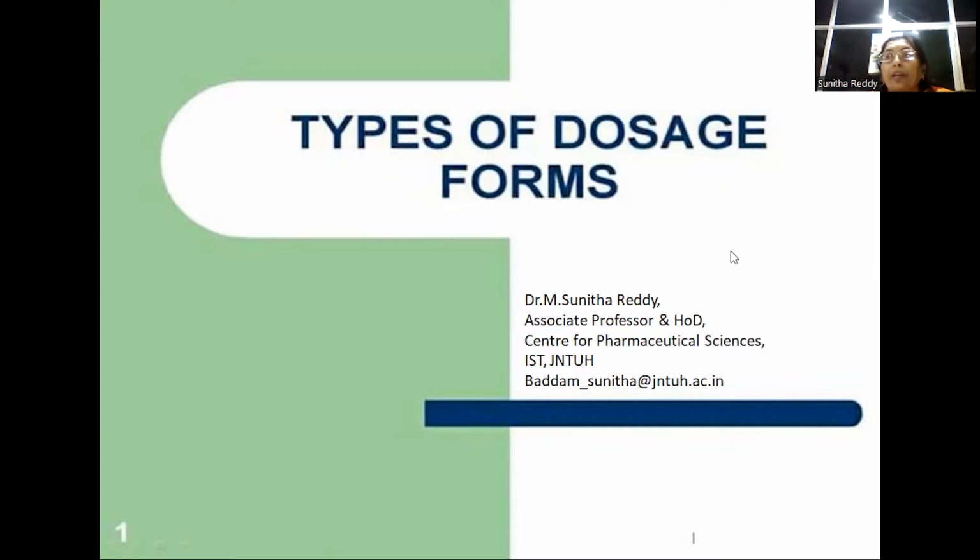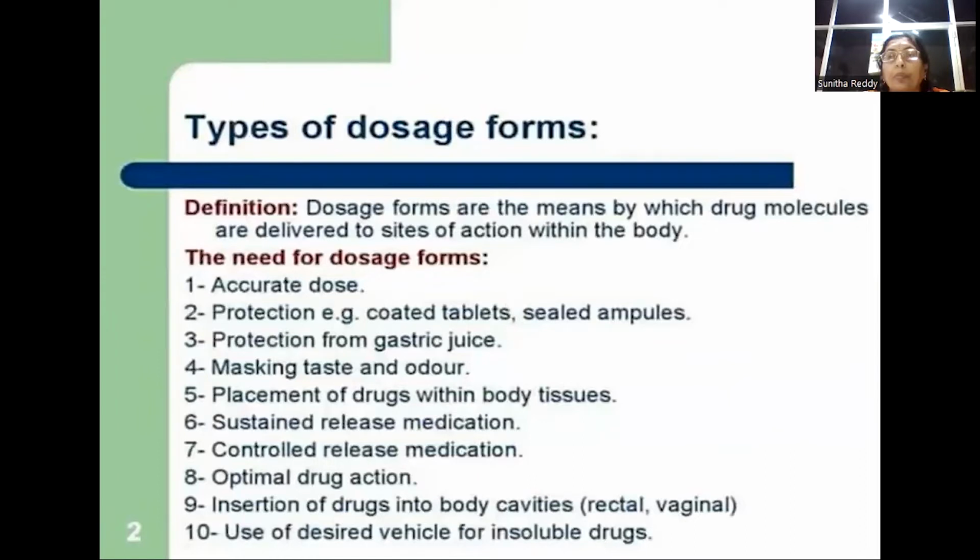And I'm going to talk about types of dosage forms. Types of dosage forms are important because all of pharmaceutics revolves around the dosage form. There are several dosage forms, like solid dosage form, semi-solid dosage form, semi-liquid dosage form, and liquid dosage form. So now we'll discuss the different types of dosage forms.